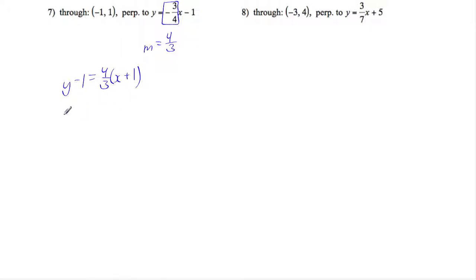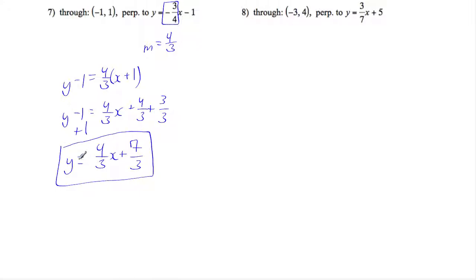so x plus 1. So I get y minus 1 is equal to 4/3 x plus 4/3. Here I'm going to again add 1, but because I'm adding 1, I need a common denominator. So that's going to be 3, and 1 is 3 over 3. So I get y is equal to 4/3 x plus 7/3. And then finally here, I can see that this slope is 3/7.